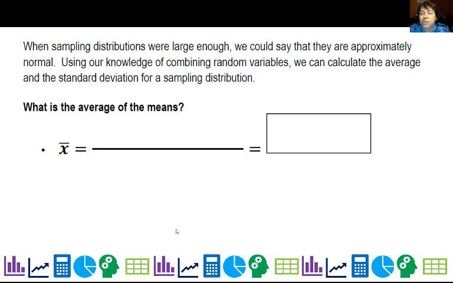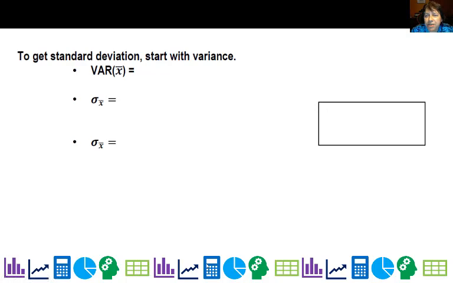Then we can use our knowledge of combining random variables. We can calculate the average and standard deviation for a sampling distribution. So what is the average of the means? Well, it's just going to be all the means added up divided by how many I take, or pretty much just the mean for the population. So what about the standard deviation?